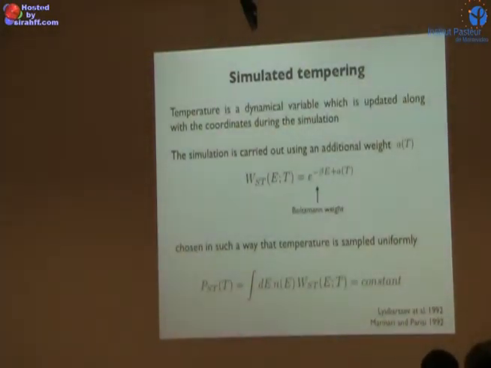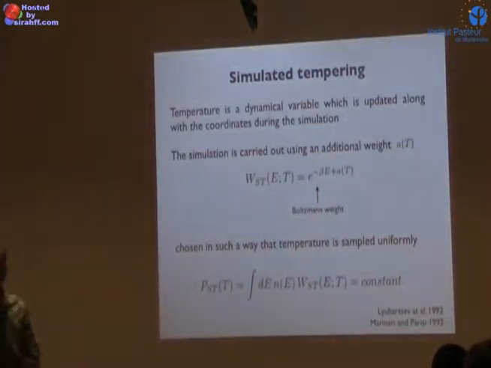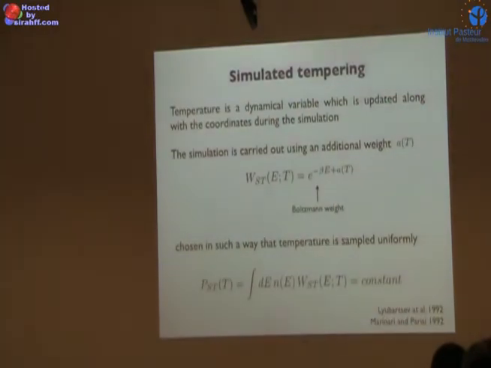So this brings us to the next step, which is called simulated tempering. The idea is the same: to use temperature to accelerate sampling in your scheme, but you want to do it in a more formal way, to be able to recover the equilibrium distribution from your simulation.